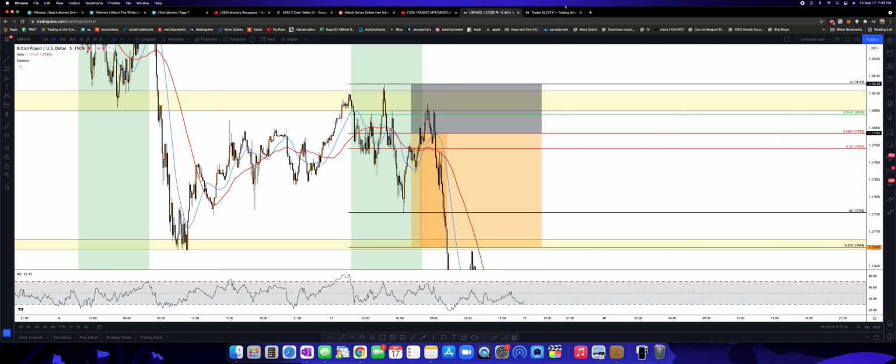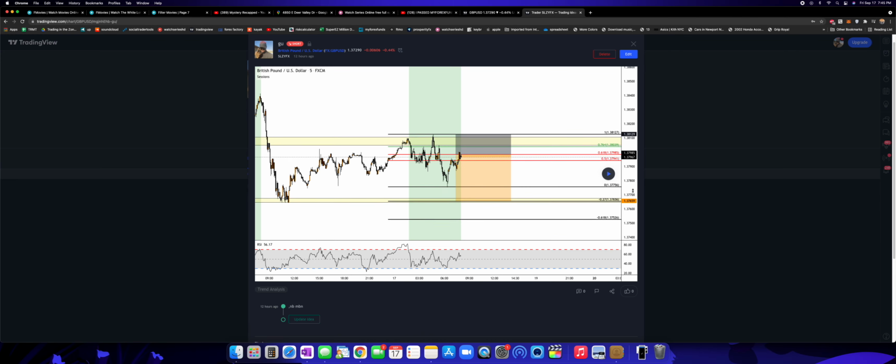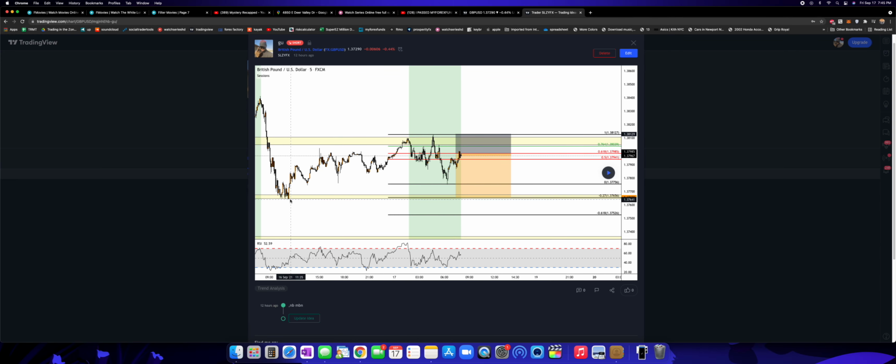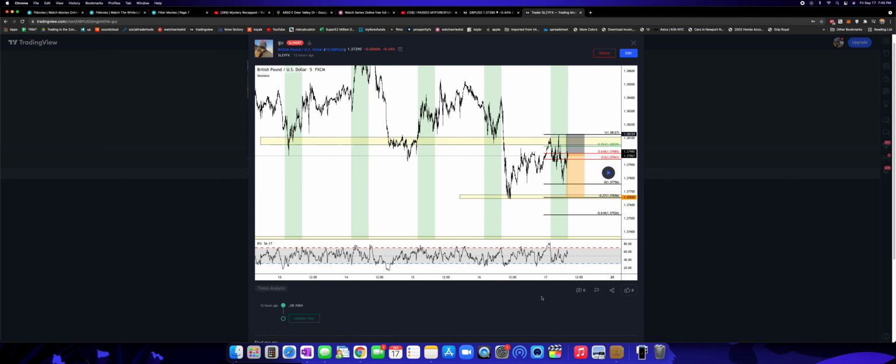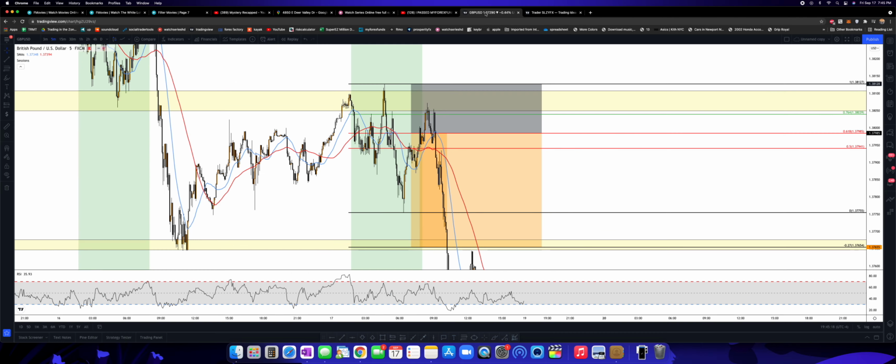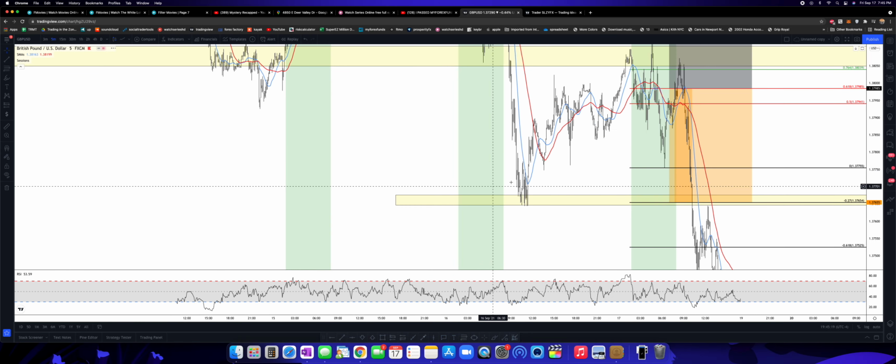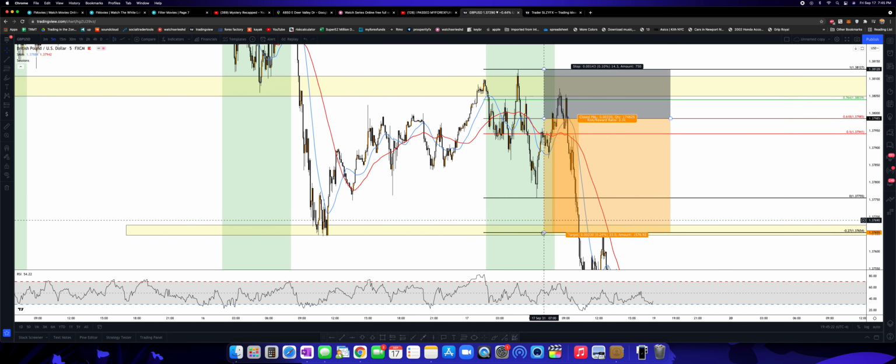And the reason I was targeting this overall structure low right here is that it was the closest form of take profit zone I could be looking at: previous market structure.